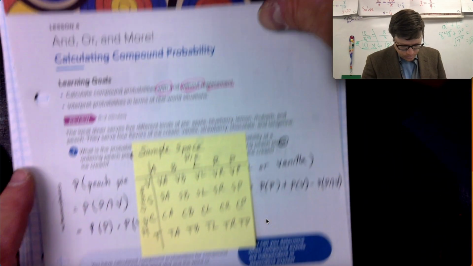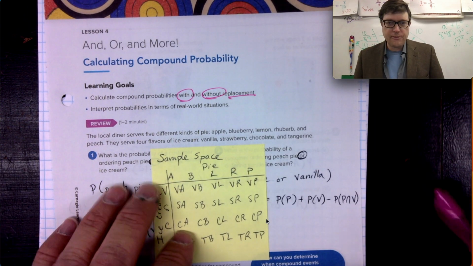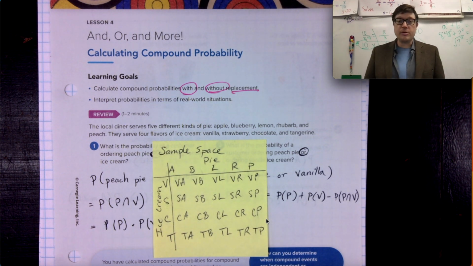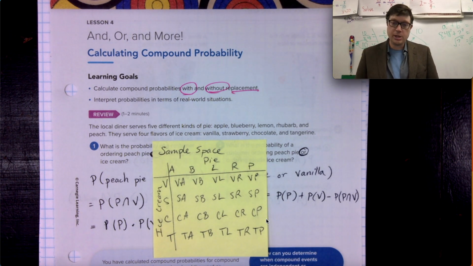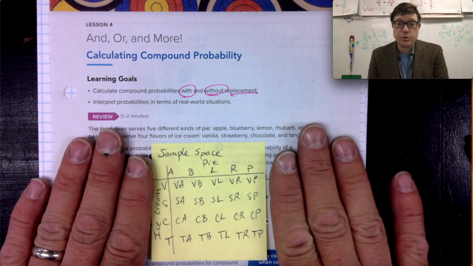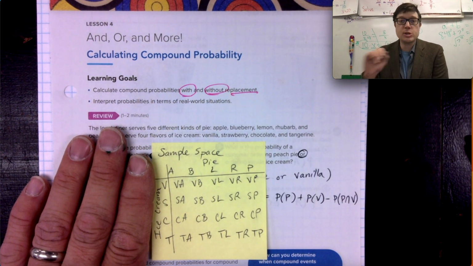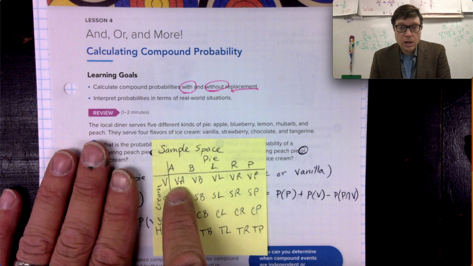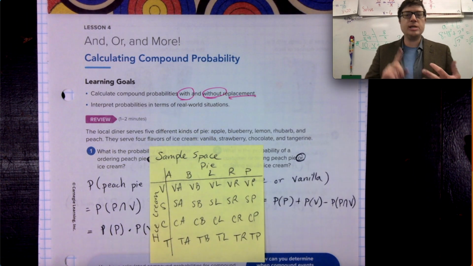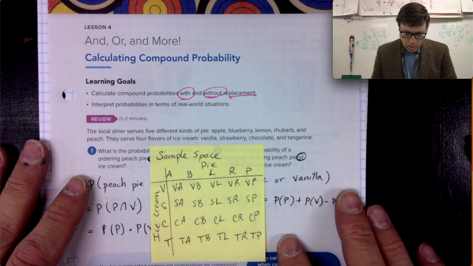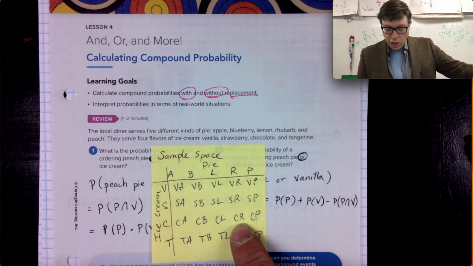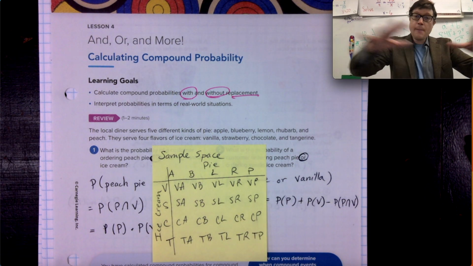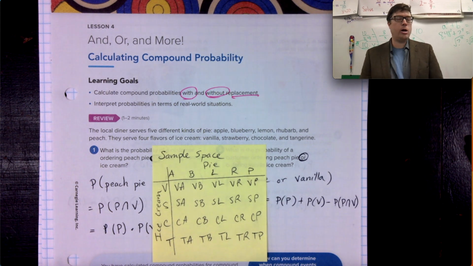Spiral review. The local diner serves 5 different kinds of pie: apple, blueberry, lemon, rhubarb, and peach. They serve 4 flavors of ice cream: vanilla, strawberry, chocolate, and tangerine. What I did on the sticky note is I drew the sample space of every possible combination of pie and ice cream. So VA, right here that I'm pointing to, would represent a vanilla ice cream with an apple pie slice. Or CR would represent chocolate ice cream with rhubarb pie. And so our sample space outlines all of the possible outcomes that we could have.